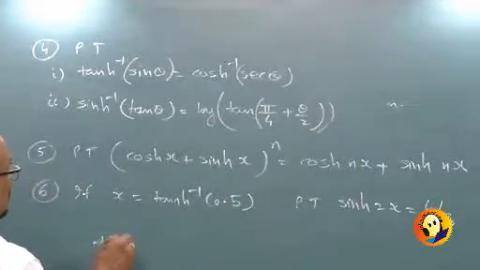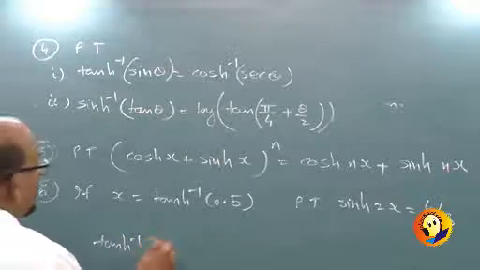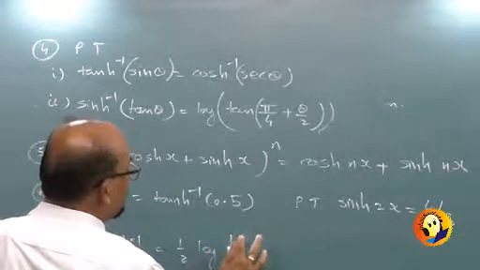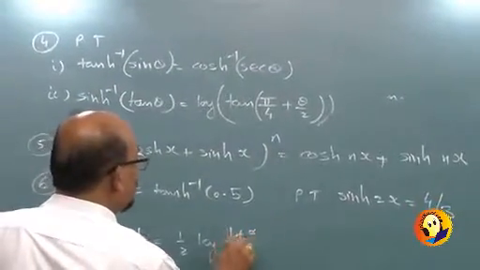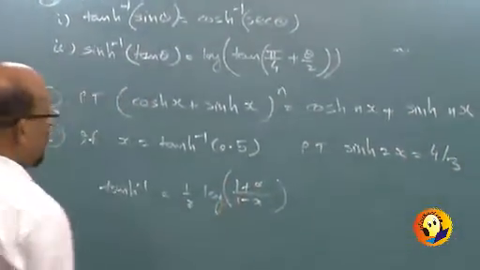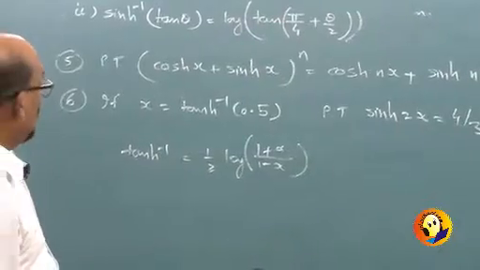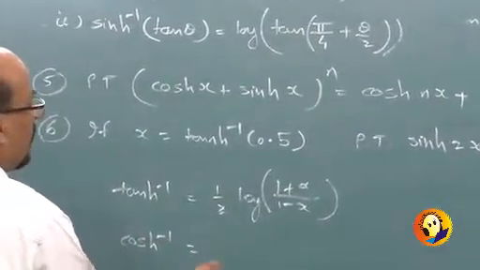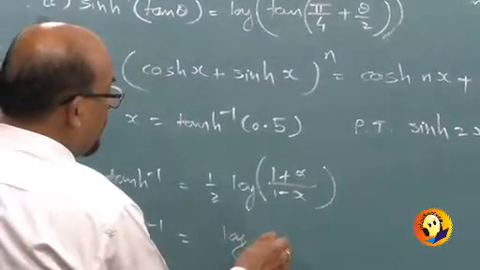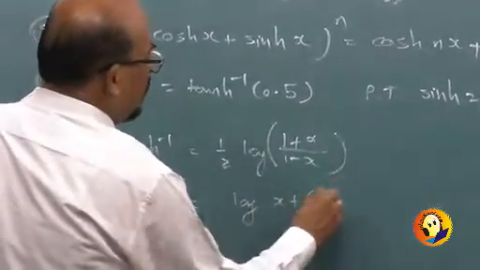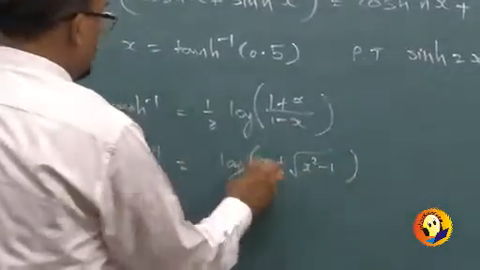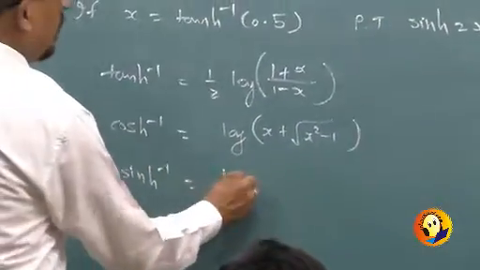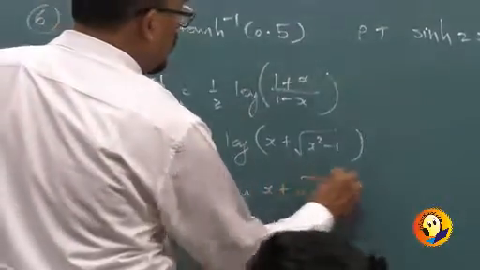Tan inverse x is half log of (1 plus x) upon (1 minus x). And what is the formula for cos inverse? Log of x plus under root x square minus 1. And for sin inverse, it is log of x plus under root x square plus 1.